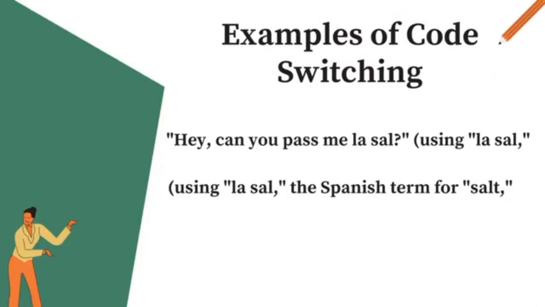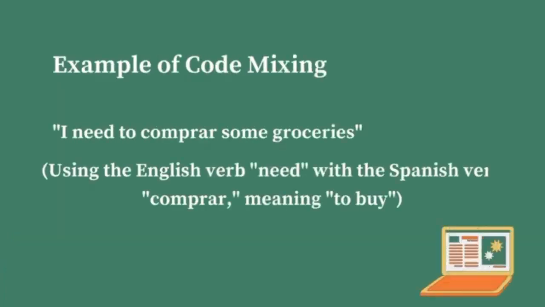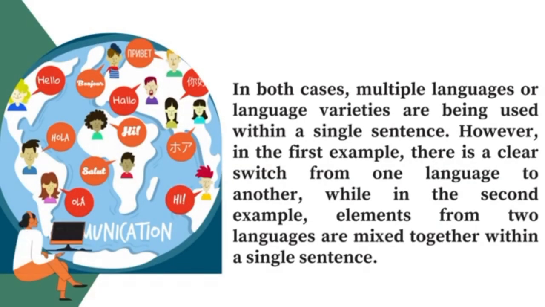Conclusively, in code switching, there is a full switch, which is obvious in the example, while in code mixing, the codes are mixed in such a way that we can't infer that there is a complete switch. The complete switch is not visible. So, in both cases, multiple languages or language varieties are being used within a single sentence. However, in the first example, there is a clear switch from one language to another, while in the second example, elements from two languages are mixed together within a single sentence.